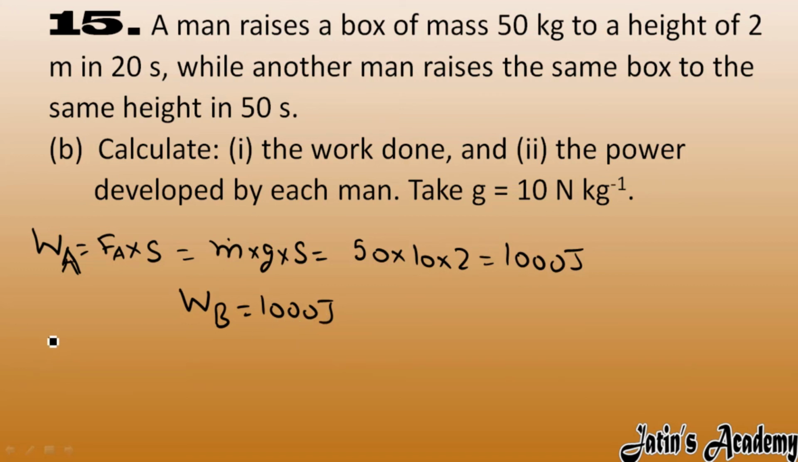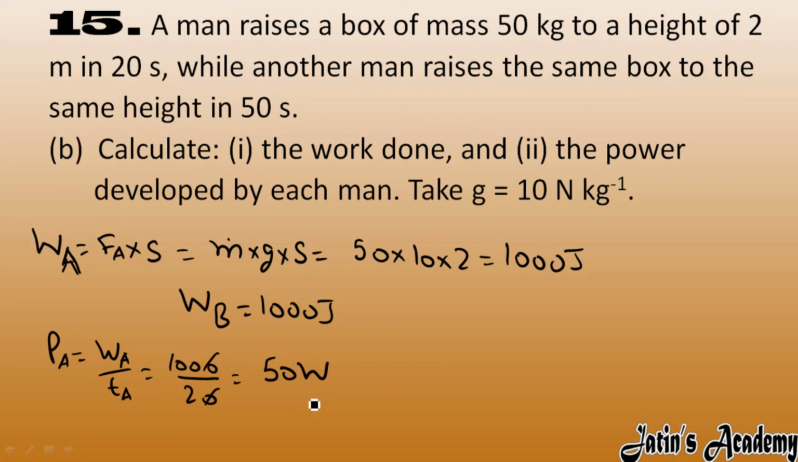Power delivered by A is work done by A over time taken by A. Work done by A is 1000 joule and time taken by them is 20 seconds. So here we got 50 watt as power. So power delivered by the first person is 50 watt.